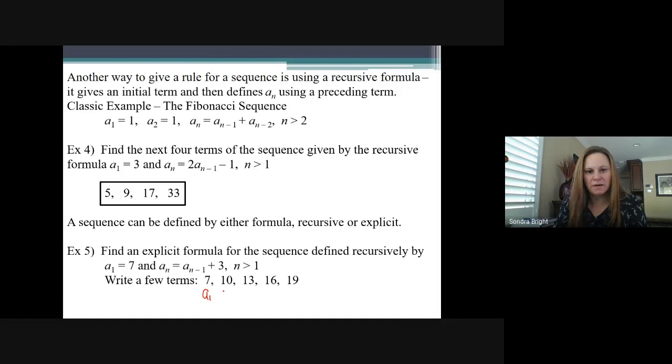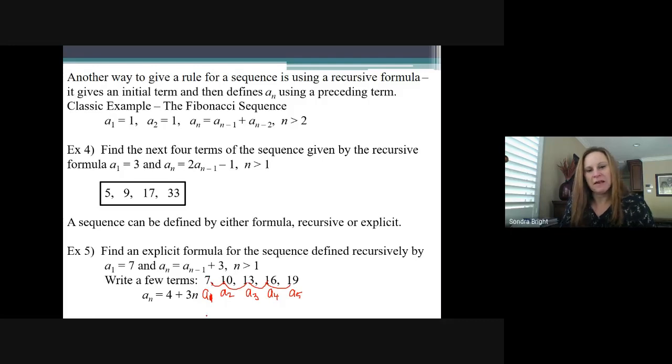So this is A1, and A2, and A3, and A4, and A5. And each time you're adding 3, plus 3, plus 3, plus 3. So you can't just do 7 plus 3, right? To get your nth term, when n is 1, you've got 7. So this nth term will be 4 plus 3n.